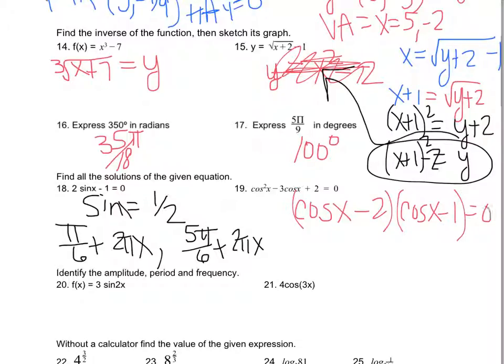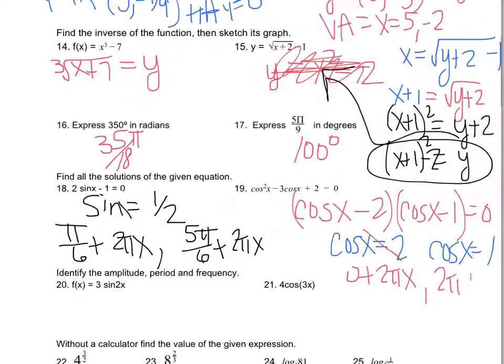And basically, when you set them both equal to 0, you figure out that cosine of x is equal to 2 and cosine of x is equal to 1. However, we know that cosine is not equal to 2. So you just have to look at the values of where cosine is equal to 1. Yeah, so your values are 0 plus the 2 pi x, and then it's 2 pi plus 2 pi x, and that the 2 pi x again takes care of any extra radians.